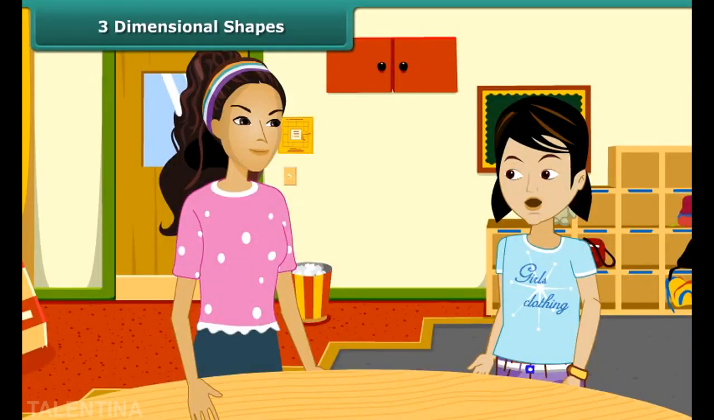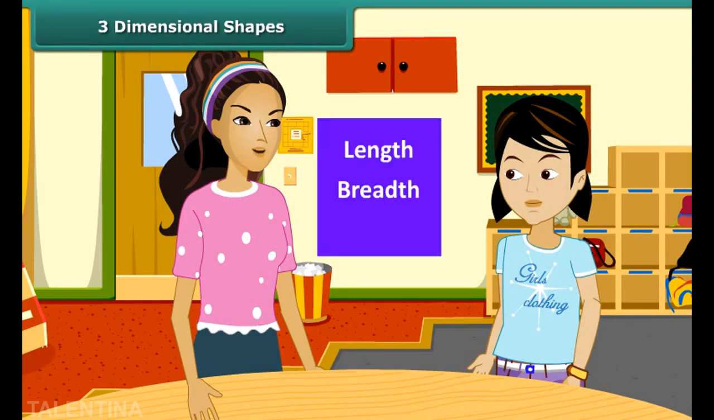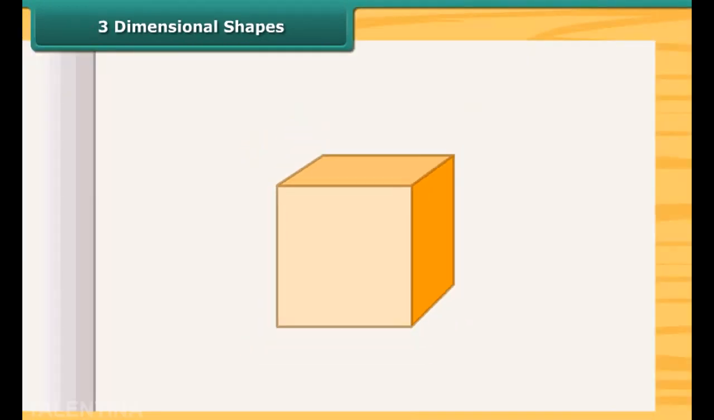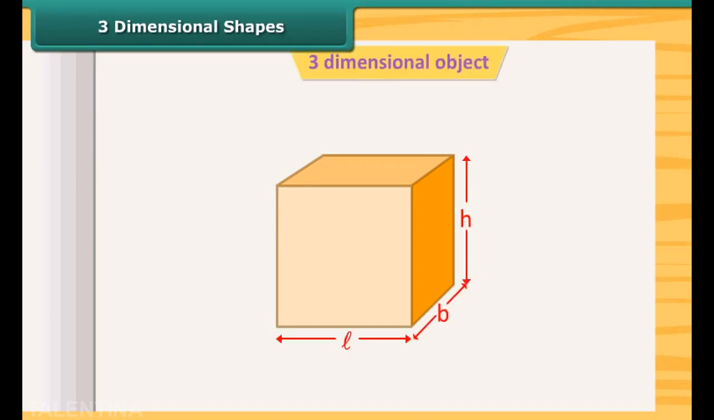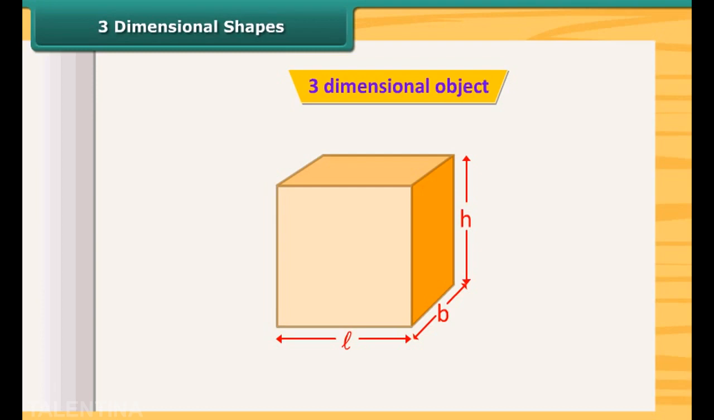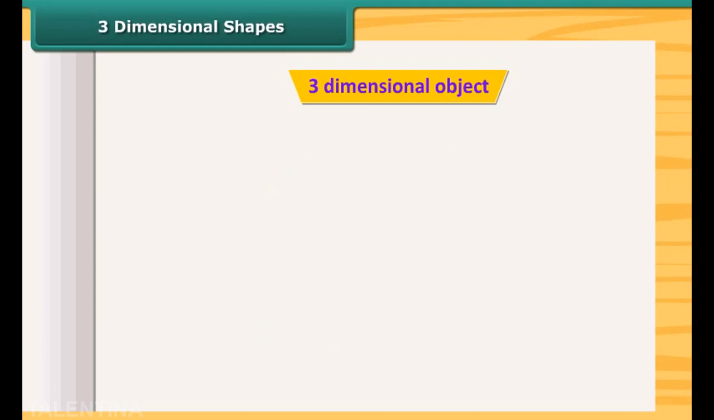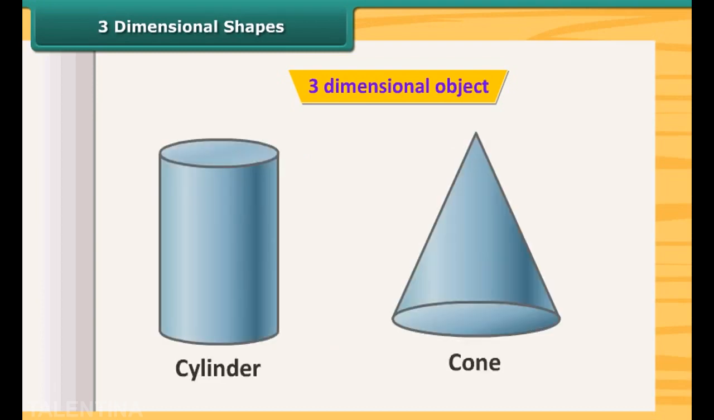What are three-dimensional shapes? A solid object having three measurements like length, breadth and height is called a three-dimensional object. Look at this cuboid. It has length, breadth and height. So this is a three-dimensional object. The cylinder, cone, etc. are the three-dimensional figures.